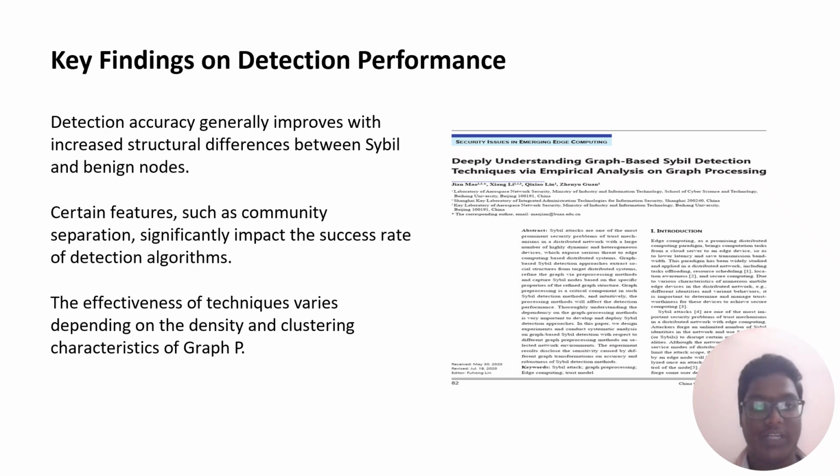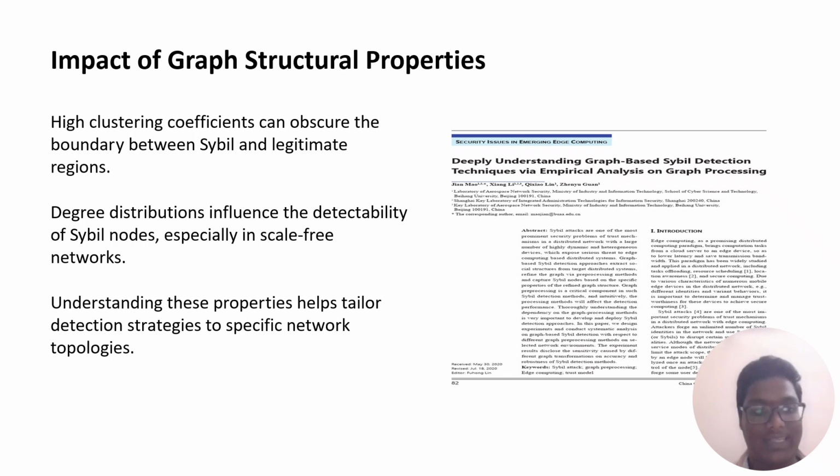Key findings of detection performance. Detection accuracy generally improves with increased structural differences between Sybil and benign nodes. Certain features such as community separation significantly impact the success rate of detection algorithms. The effectiveness of techniques varies depending on the density and clustering characteristics of graph P. High clustering portions can obscure the boundary between Sybil and legitimate regions.